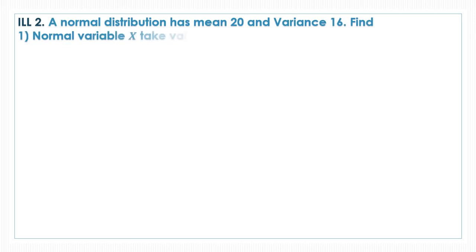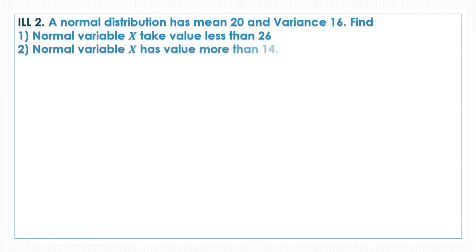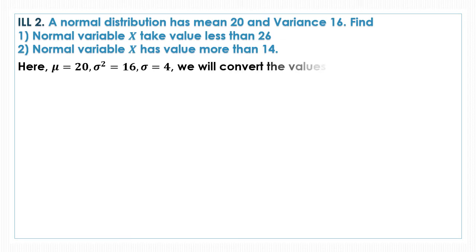A normal distribution has mean 20 and variance 16. We have to find the probability that the normal variable x takes a value less than 26 and the normal variable x has a value more than 14. Now first of all, mean is 20, variance is sigma square, which is 16. But we don't need sigma square, we need sigma. So we will take a square root. So sigma will be 4.